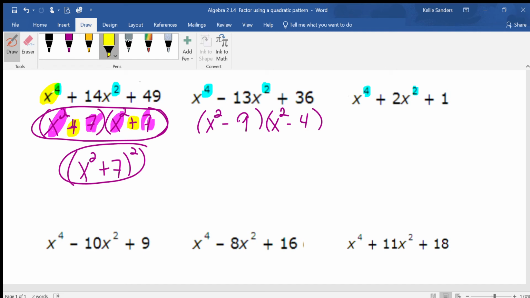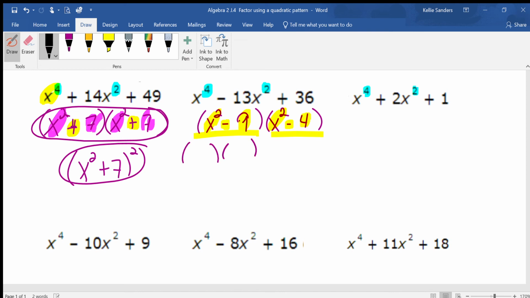But wait, I got to change colors because I'm using purple. Both of those are minus signs. It really doesn't matter that both of them are minus signs, but because each one is a minus sign, I have to look at each part. Can I take the square root of x squared and 9? Yes. So this is a difference of squares. Can I take the square root of x squared, and can I take the square root of 4? Yes. So this is a difference of squares. So I have to go on for both parentheses.